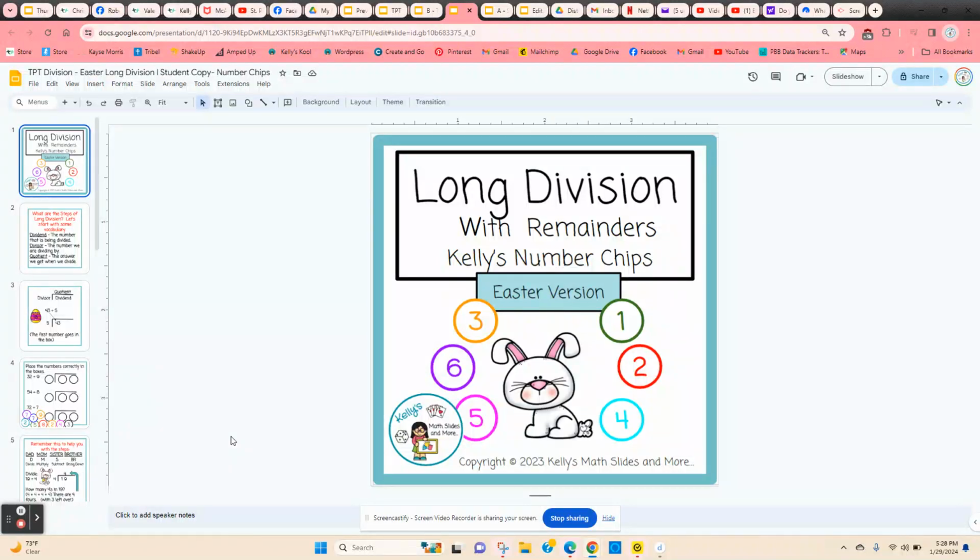Long division with remainders using number chips. This is the Easter version, and this is a digital lesson. It's a lot of fun for the students. They can move these numbers around their screen in order to solve their division.